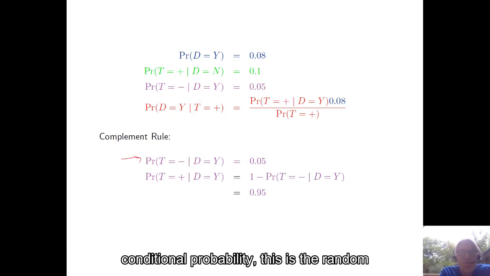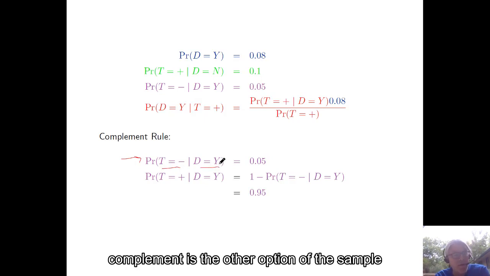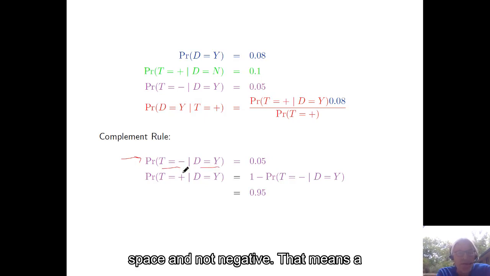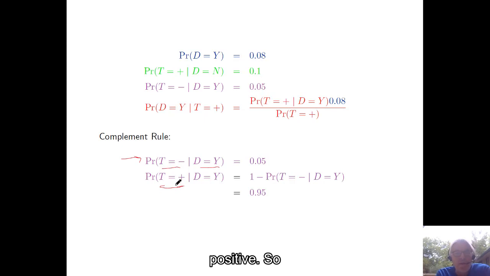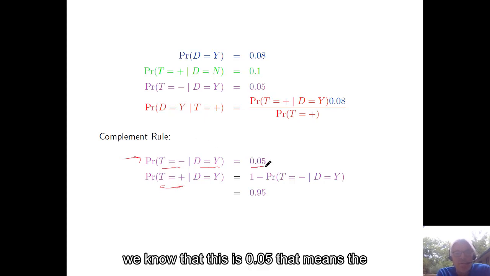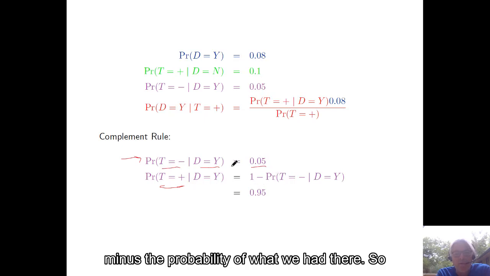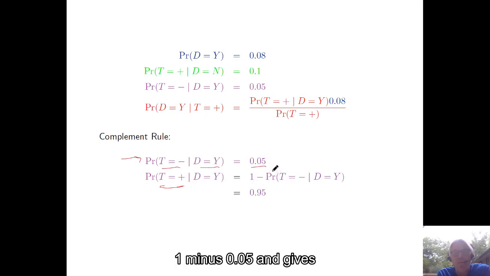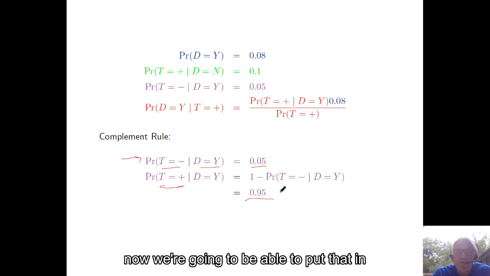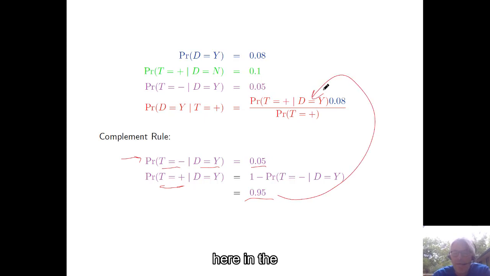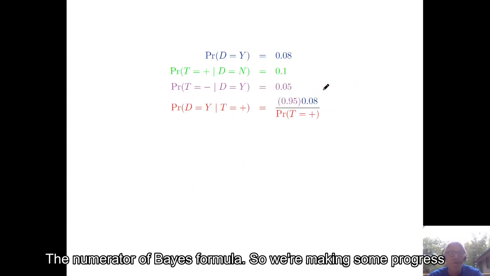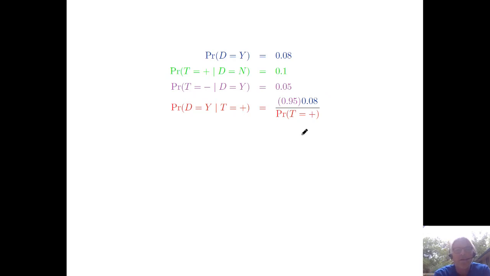Remember that in a conditional probability, this is the random event and this is the known event. So the complement is the other option in the sample space, not negative. That means a positive. And so we know that this is 0.05. That means the complement of that is 1 minus the probability of what we had there. So 1 minus 0.05 gives us a probability of 0.95. All right, so now we're going to be able to put that in here in the numerator of Bayes' formula. So we're making some progress here.